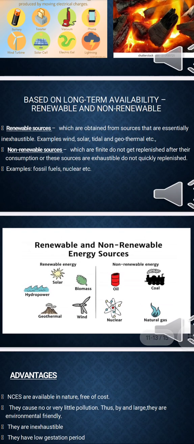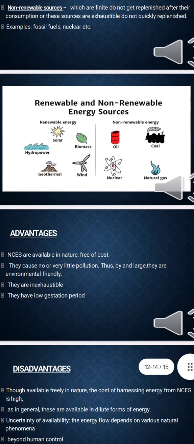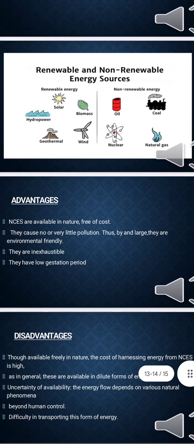So this picture shows the examples of renewable and non-renewable energy resources. The other examples of renewable energy sources include solar, hydropower, geothermal, wind, biomass, and some of the examples of non-renewable energy sources are oil, coal, nuclear, natural gas, etc.